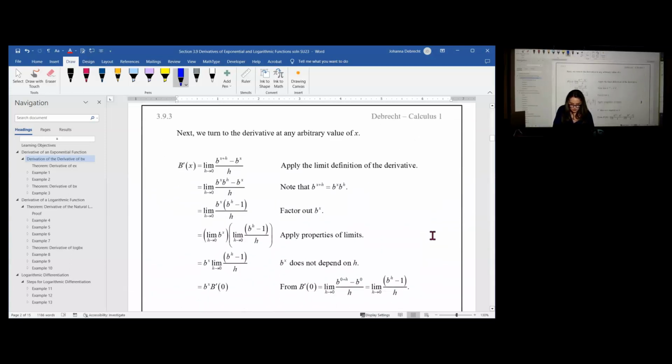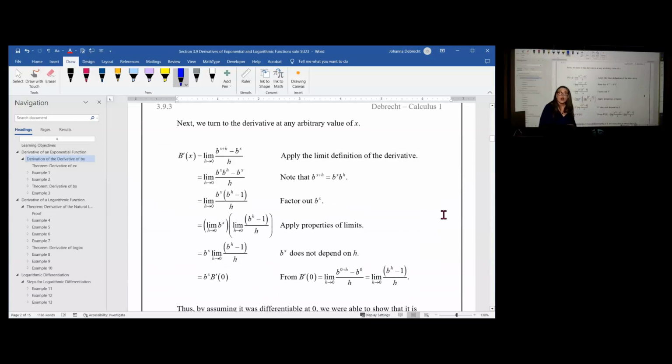Now we want to take a look at the derivative at any arbitrary value of x other than at 0 and see if we can come up with a formula. In this case, we rewrite the definition of the derivative, but at a general value x, not specifically at 0. This gives us the limit as h approaches 0 of the difference quotient, b to the x plus h power minus b to the x, all divided by h. Of course, if you substitute 0 for h, you get that indeterminate form.